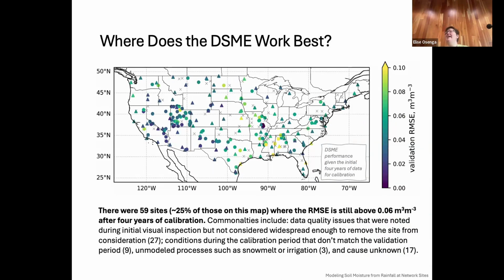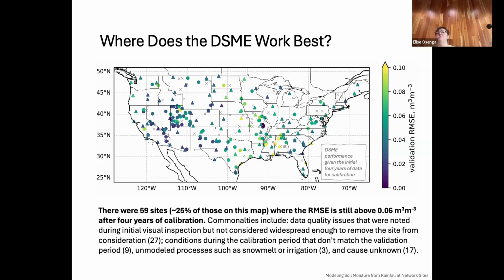So where does it work best? This is all of the sites that we tested that had the data available for a calibration based on just the initial 4 years. Where there's an X on this map, that's a site that was part of our testing for calibration length, but it didn't have that first 4 years of data, so it didn't meet a certain availability criteria to get onto this map. There are certain places that just don't calibrate well. About a quarter of the sites on this map, the RMSE wasn't able to get below 0.06. That means about three-quarters of them it did.